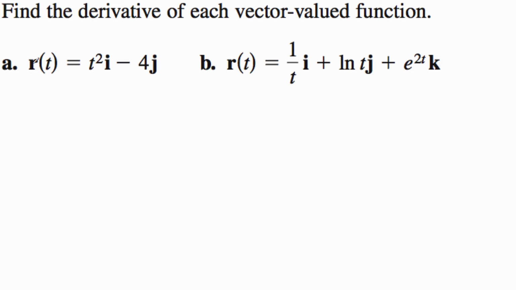Another example, to find these derivatives when it's something a little bit more complicated, or maybe not. R prime is 2t i, and I'm just going to leave off the j term because it's 0. What is this one right here? So this is minus t to the negative 2 i plus 1 over t j plus 2e to the 2t k.